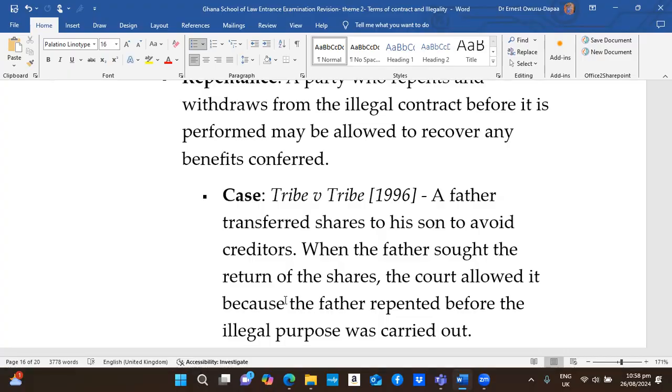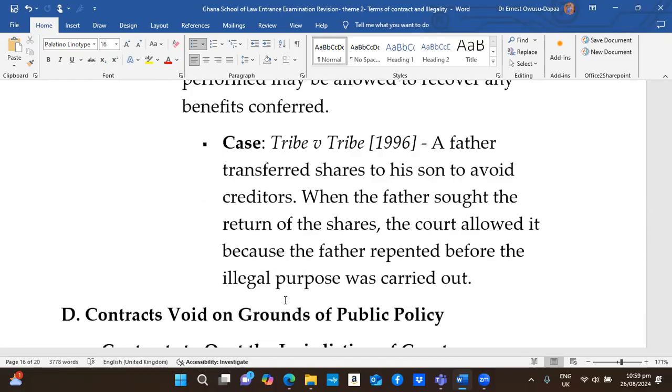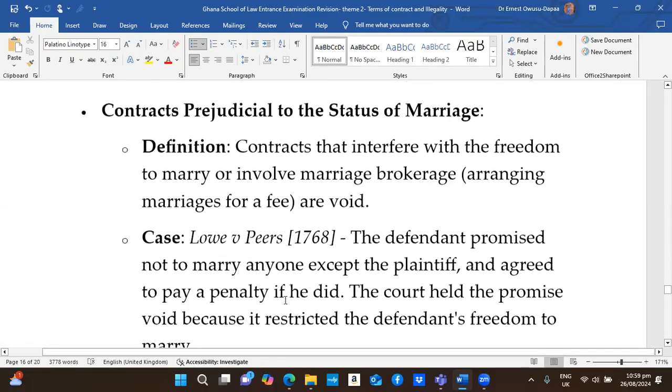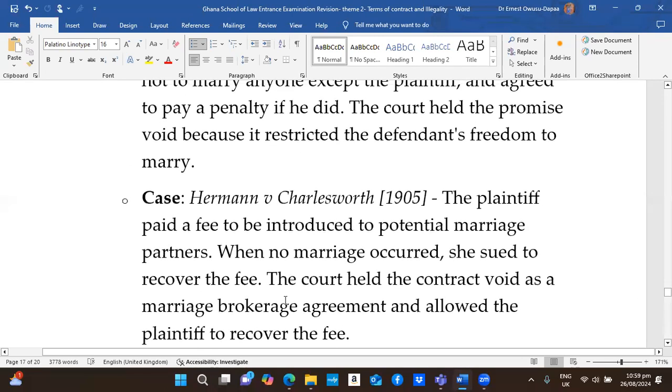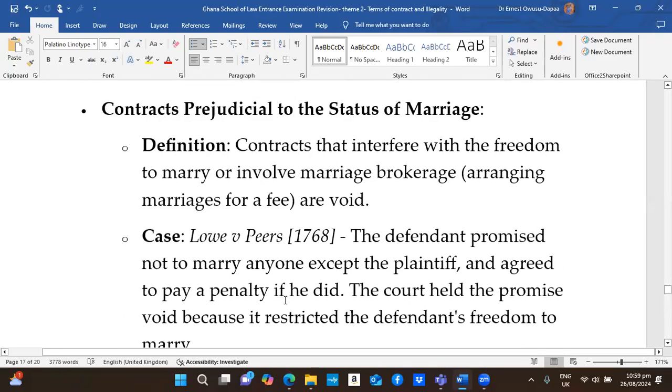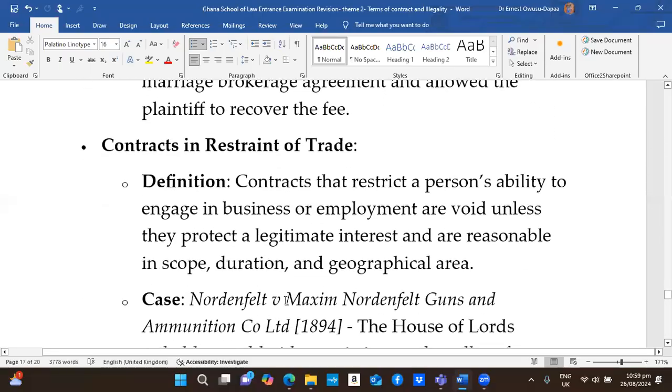So the court said that we should have a structured approach, so that in deserving cases like this, for example, the plaintiff had no control whatsoever regarding the particular illegality which the AMA was seeking to point to. And for that matter, the court allowed the recovery to be done under those limited circumstances. So if you want to answer a question on illegality and public policy, please look at that case so that your response will be rich. Of course, if you have a contract which is prejudicial to the status of marriage, that one is also contrary to public policy, as you know.